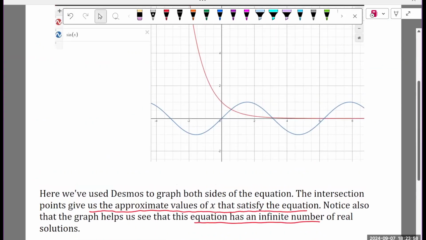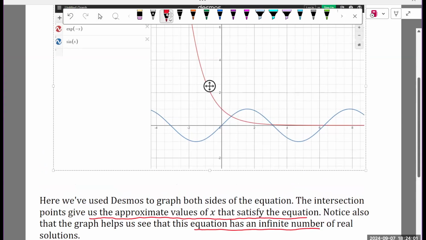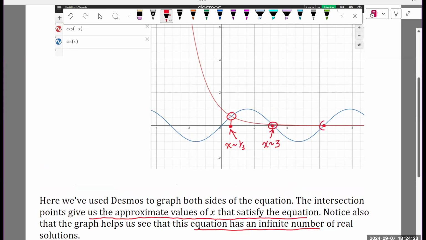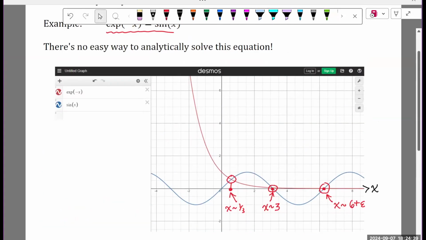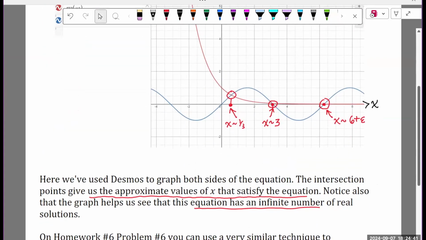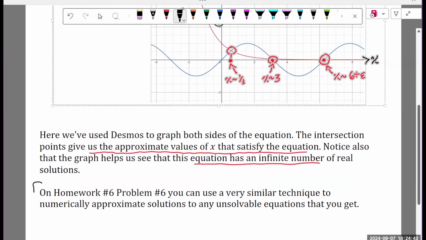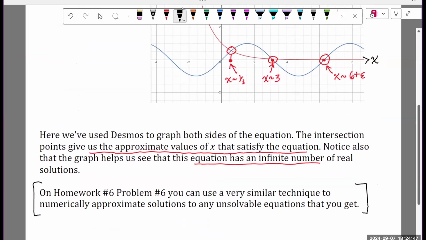So here, for example, I see that I have an x value that's approximately around 1/3. Here, I have an x value that's approximately 3. Here, x is something a little bigger than 6, and I can keep going that way. So you are free to use a technique like this on homework 6, problem 6, to get numerical approximate solutions to any unsolvable equations that you might find.